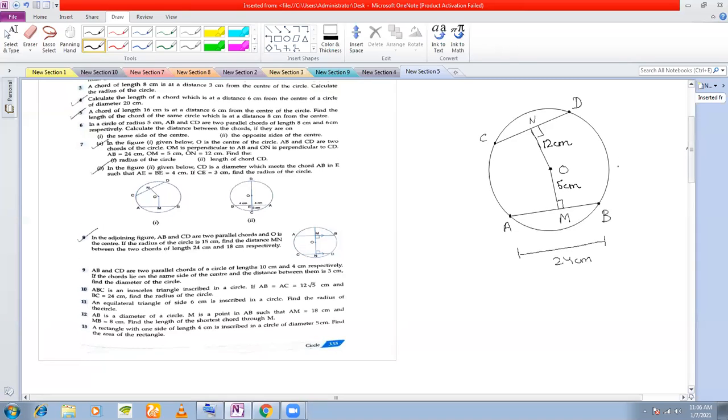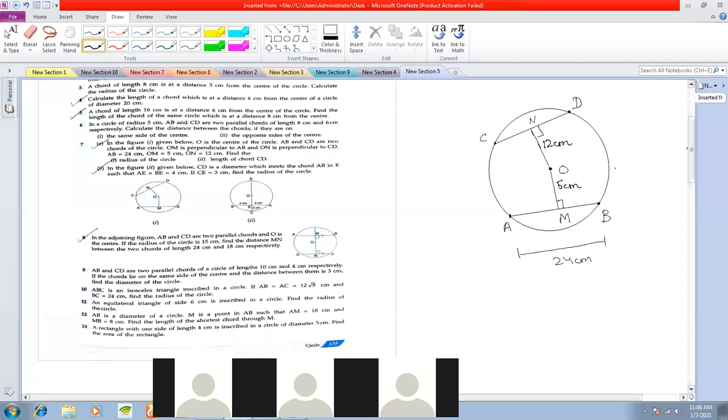Sir, we have to join OD. Yes, you can join OA, you can join OB, you can join OD, you can join OC. Let us join all of them. I join OA, OB, OD, and OC. Why did I join all of them? For you to make the observation that this is a right angle triangle, this is a right angle triangle, this is a right angle triangle, and this also is a right angle triangle. We can make use of any of the four right angle triangles that we want.